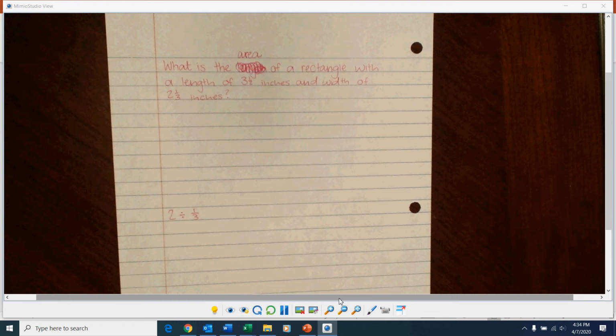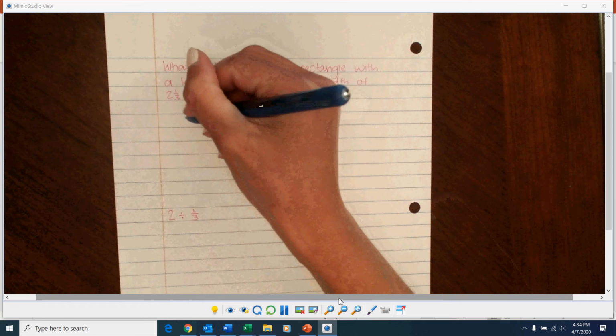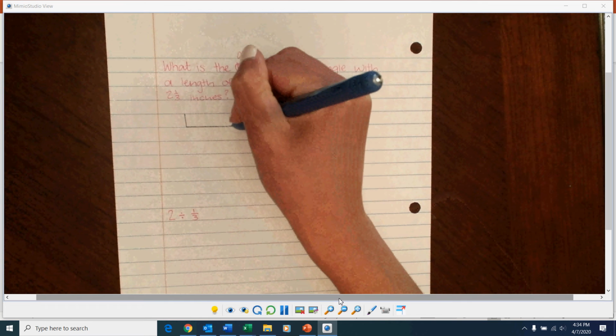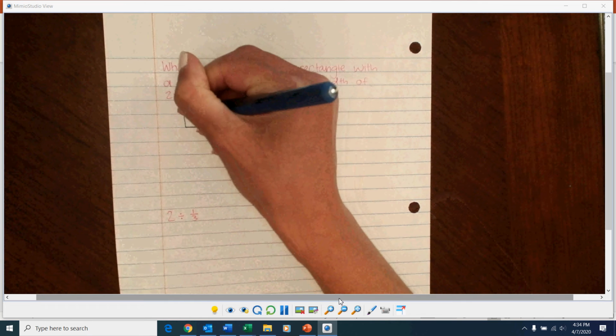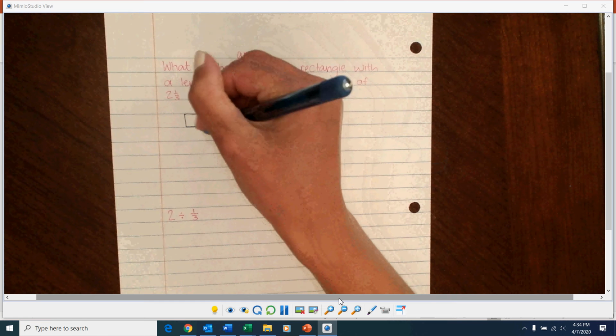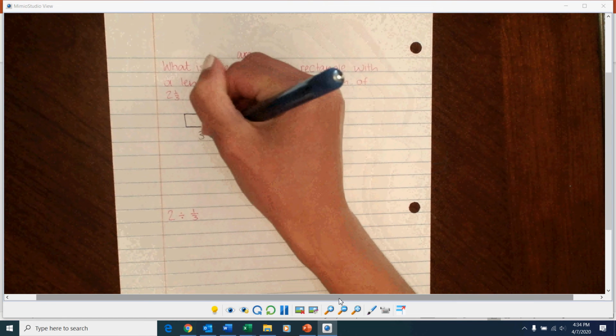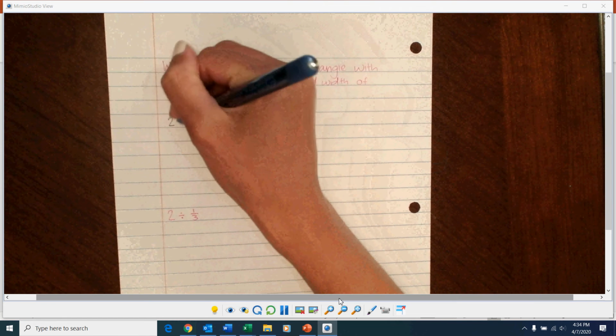So the first thing I'm going to do is draw a rectangle to help me visualize it. And I'm going to label my sides. So I have a length of 3.5 inches and a width of 2 1/3 inches.